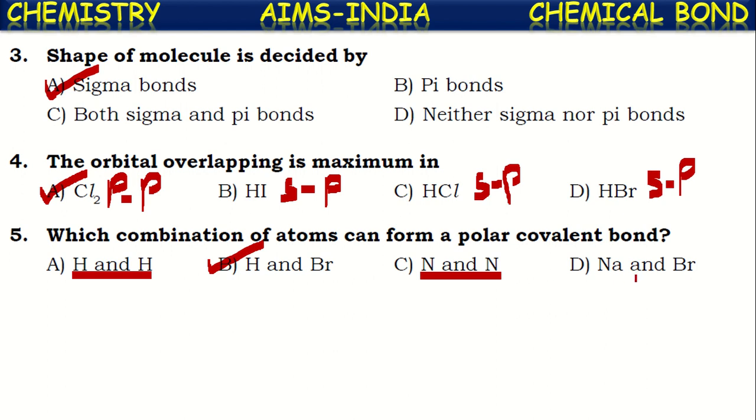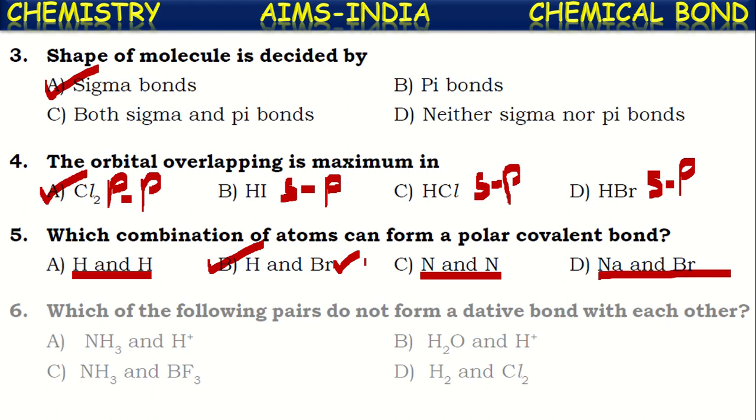Okay. And in the case of sodium and bromine, sodium is a metal which is ready to lose electrons, whereas bromine is a non-metal which accepts those electrons, and hence they result in the formation of an ionic bond. So no covalent bond formation in this. Now the only molecule with a polar covalent bond is hydrogen bromide.